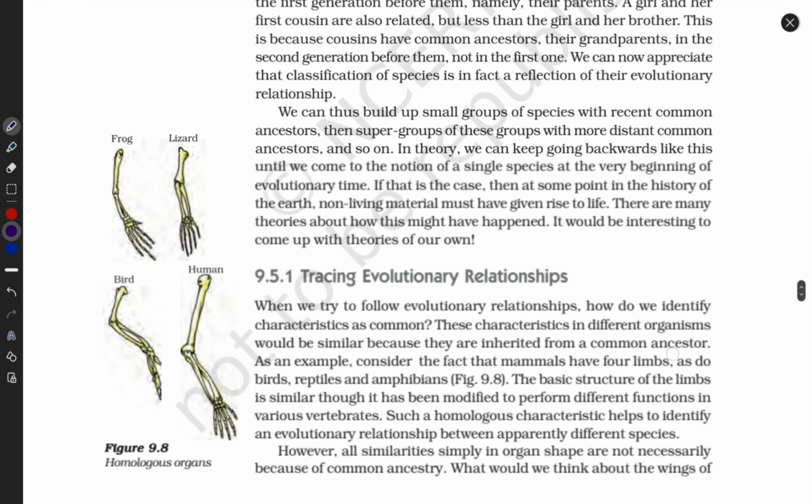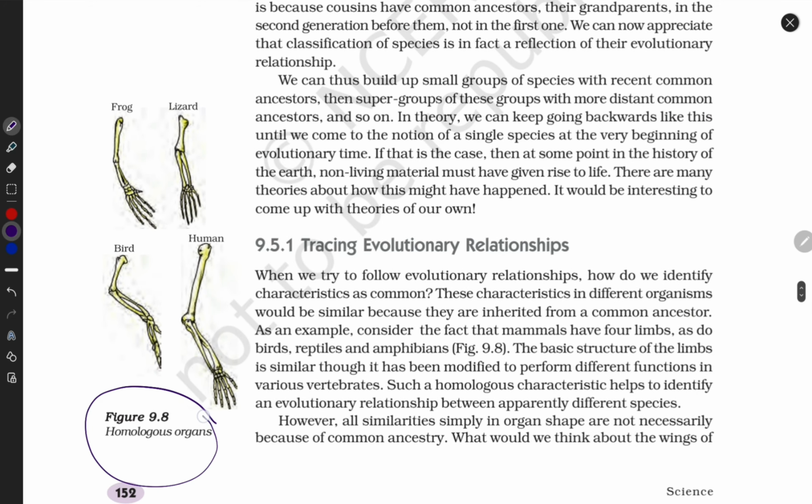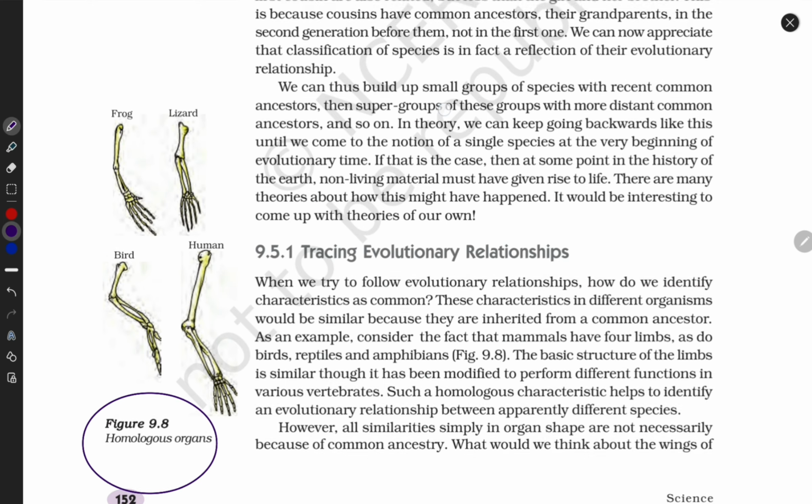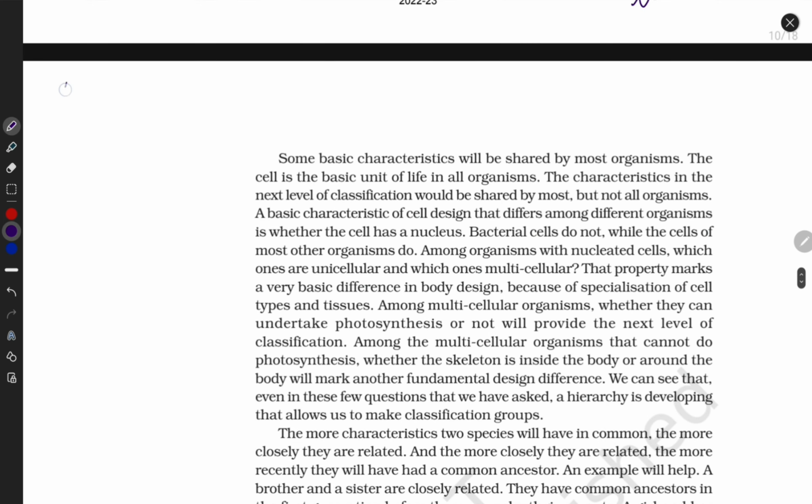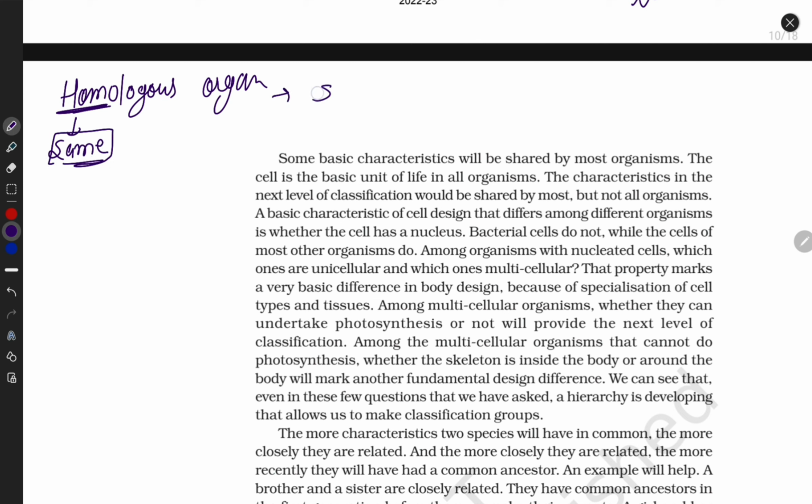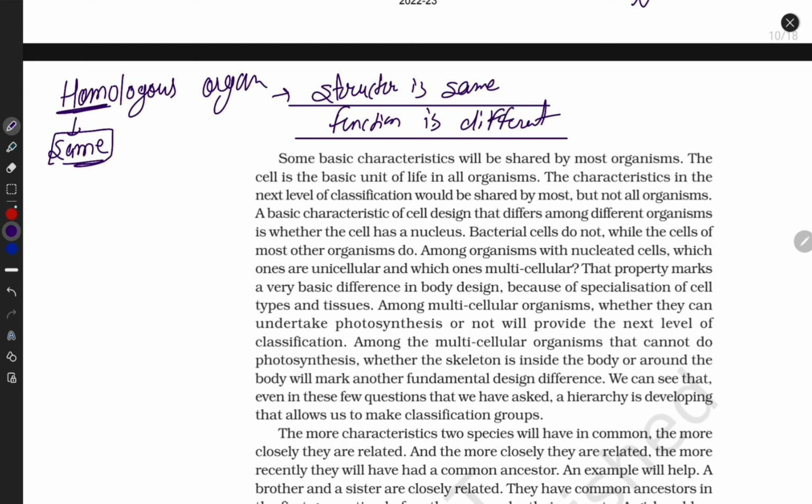Look at here. I'll explain homologous organs. What is a homologous organ? Look at here. Homologous organ. Homo means same. Always remember, homo means same. It means their structure is same but function is different. I repeat, their structure is same and their function is different. How? Give me some example.